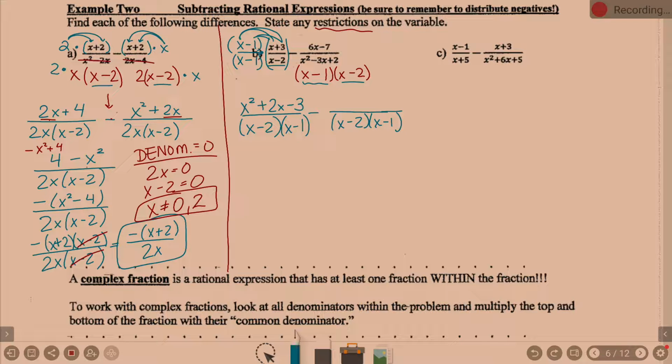Second fraction, my original denominator is the common denominator, yes? Mm-hmm. So that means 6x minus 7 just drops down. We're ready to subtract fractions. These fractions already have the common denominator. So as I go to write my answer, I know my denominator is going to be x minus 2 times x minus 1. Stop and check every time. What type of problem is this?